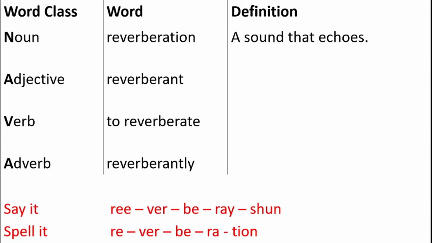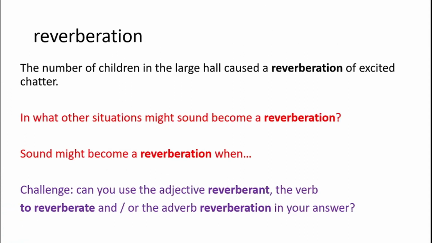So reverberation. And I couldn't help myself but refer to school in this last one. The number of children in the large hall caused a reverberation of excited chatter. So the hall at school is a really good example of that because it's so big and tall that the sound echoes everywhere. So when there's lots of you in there, it really makes a loud echoey noise. So, reverberation of excited chatter.